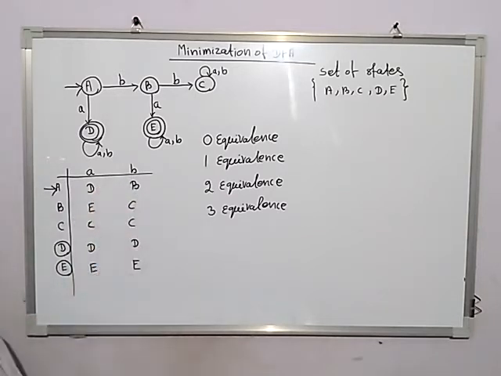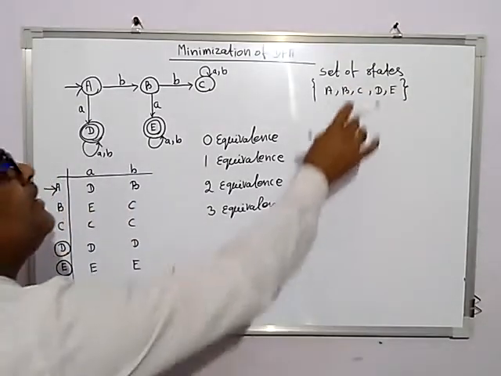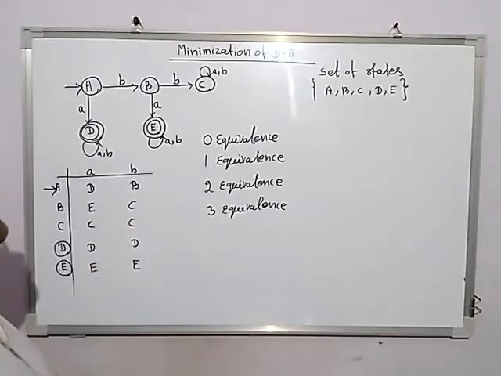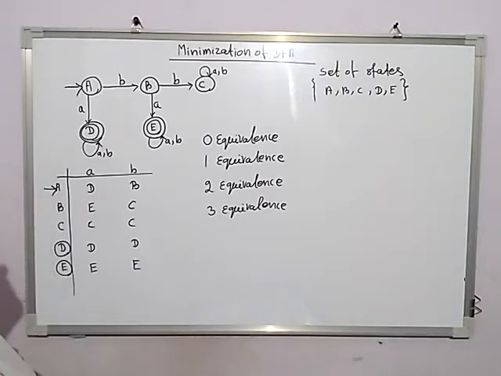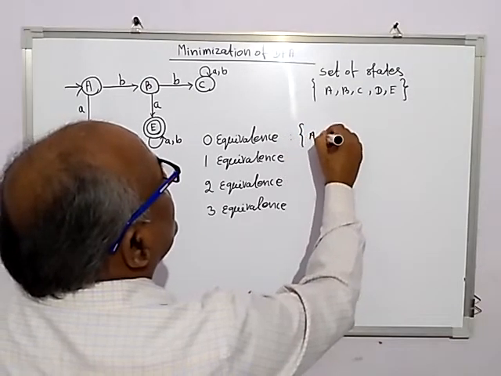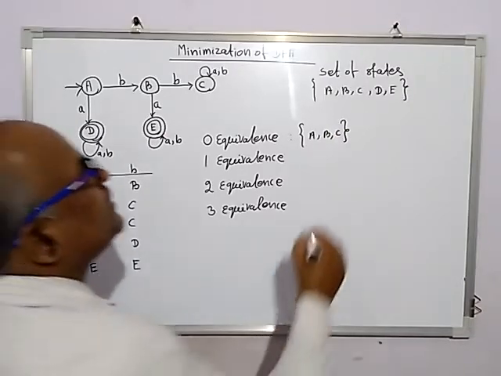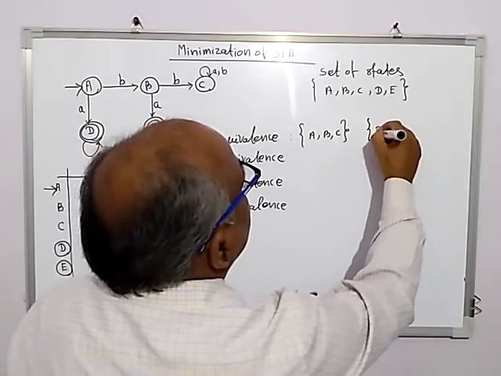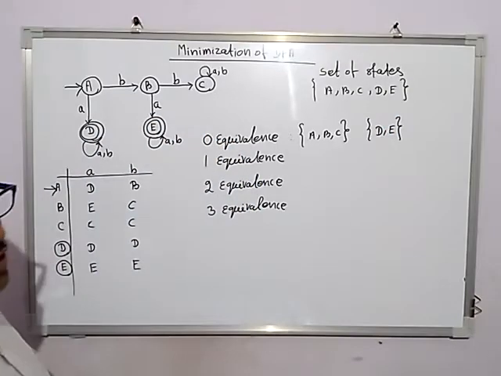After drawing the transition table, you see what the set of states is. You divide these states into two subsets. One subset contains non-final states and the other contains final states, and mark it as zero equivalence. So zero equivalence is A, B, C, the set of non-final states, and D and E, the final states.